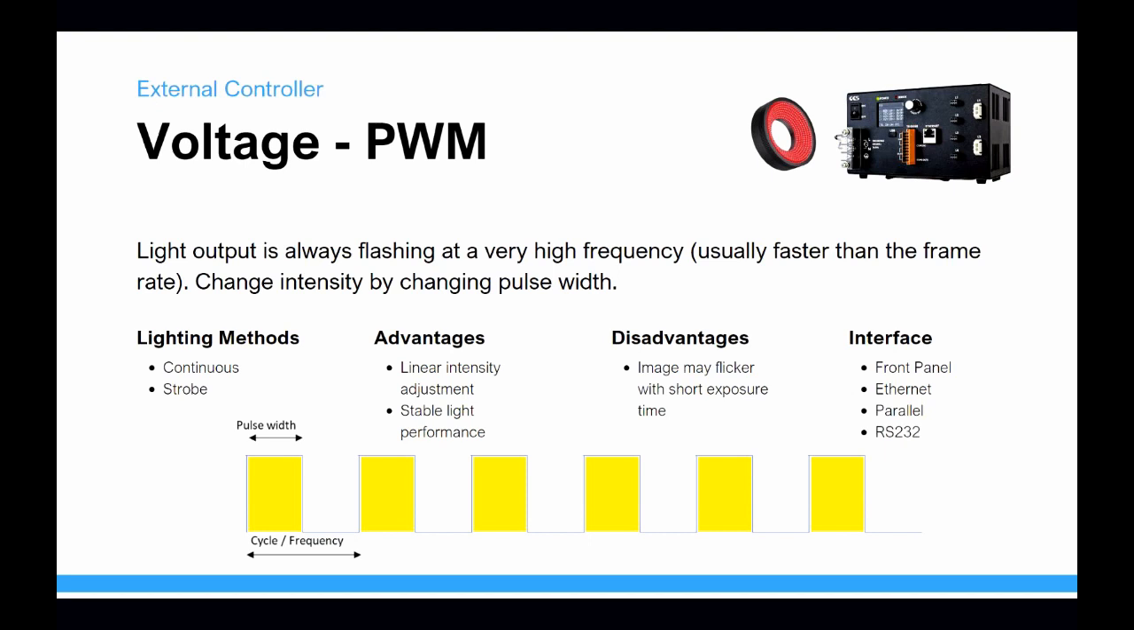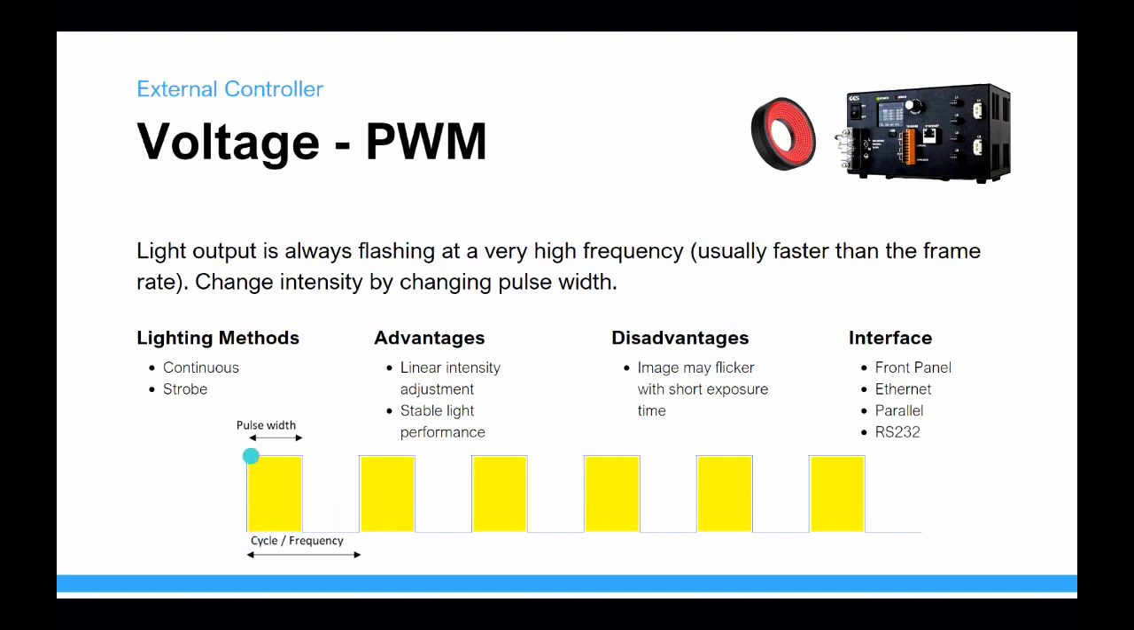So for voltage, this PWM is called pulse width modulation. That's where the light is always flashing at a very high frequency. It's faster than the frame rate, faster than our eyes can see, and you can change the intensity by changing the pulse width.